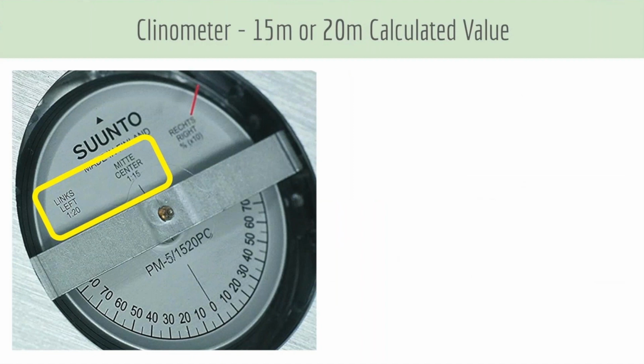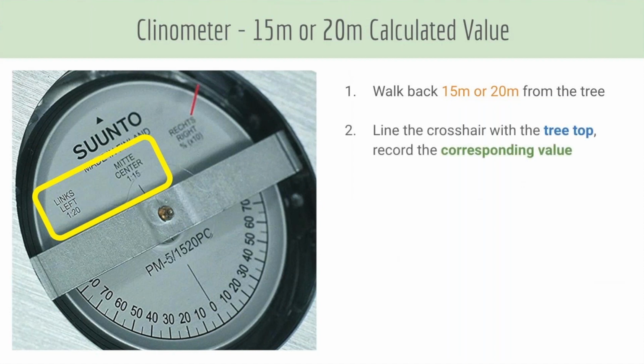So now I'll walk through the calculations based on the different kinds of clinometers you might use. For this one, which has the calculated height value at a 15 or 20 meter distance, you'll first have to walk back either 15 or 20 meters from the tree, whichever measurement will allow you to see the top of the tree clearly. Then you line the crosshair with the tree top and record the corresponding value. You do the same with the tree base and record that as your second value.